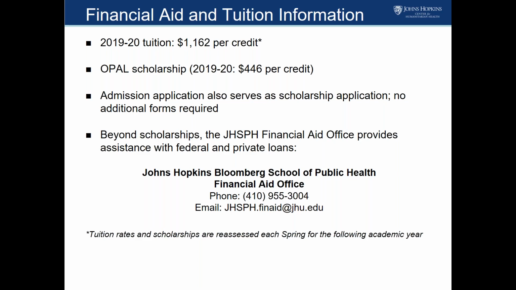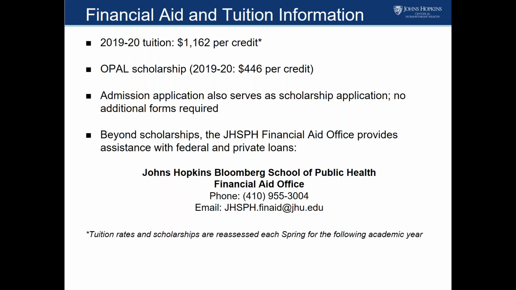2019-2020 school year, the tuition is $1,162 per credit. We do offer an OPAL scholarship, which is a partial OPAL scholarship that takes off $446 per credit, which leaves the student responsible for $716 per credit. The scholarship is specific funding for our OPAL programs, which is our online programs of applied learning. If you are admitted into the program, you are automatically awarded the OPAL scholarship.